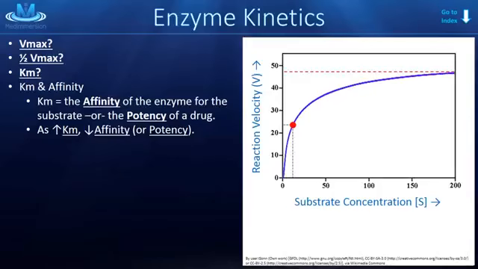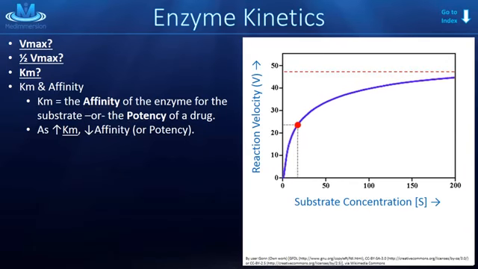The Km represents the affinity of the enzyme for the substrate, or the potency of a drug. An enzyme with a very high affinity for its substrate will have a very small Km, so they're inversely proportional. The larger the Km, the lower the affinity, or the lower the potency. So basically we're saying the closer Km is to 0, the faster that enzyme takes off.